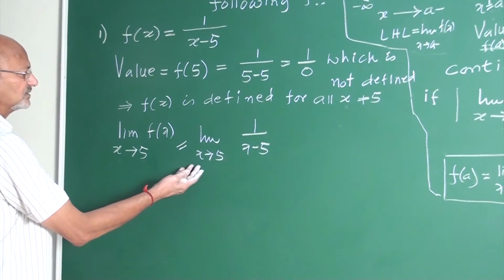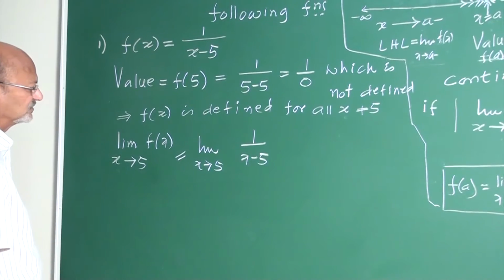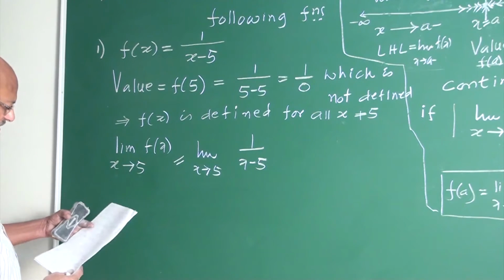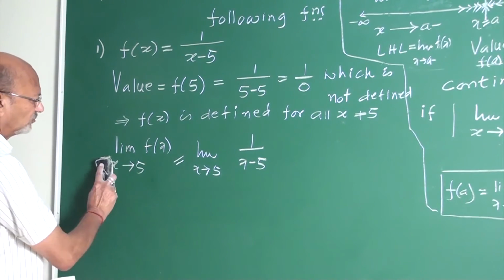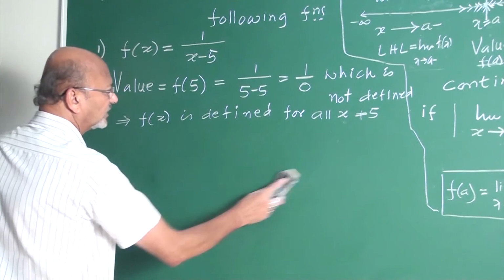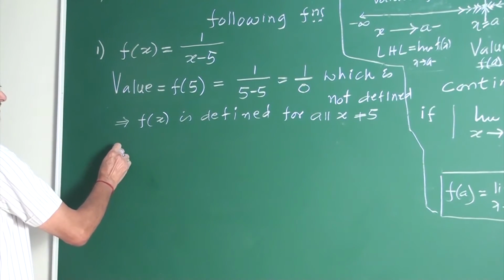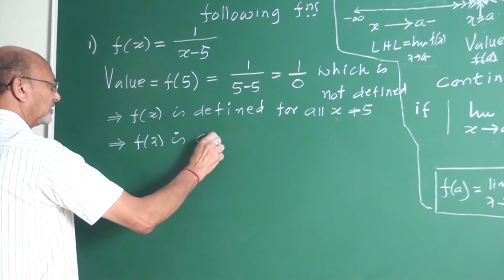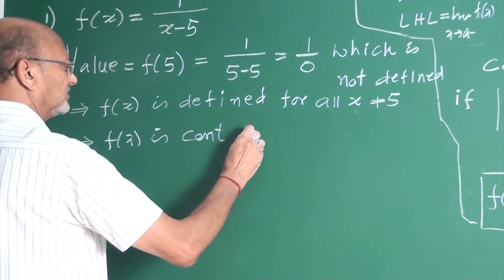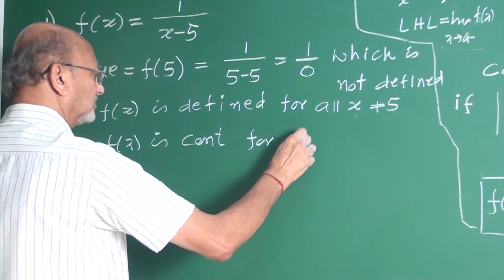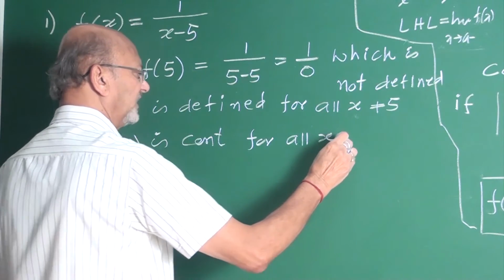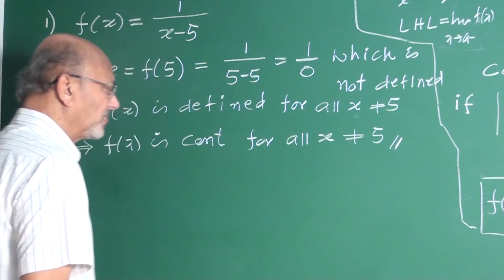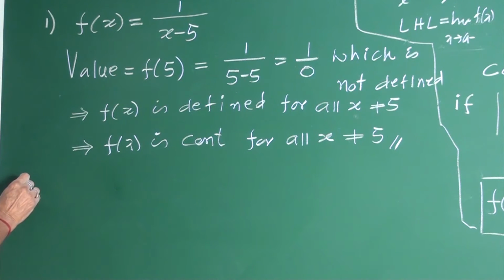Otherwise, yes, my friends, what is this? Limit as x tends to 5. Anyway, x is not equal to 5. The function is continuous. No need to find the limit. So here itself we can say the function is continuous. f(x) is continuous for all x except 5, means not equal to 5. This way.